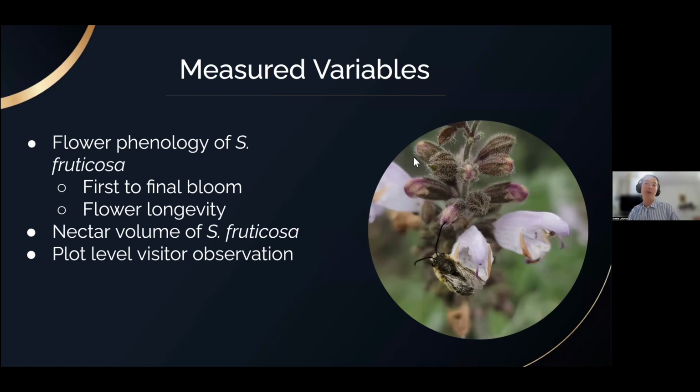In this experiment, we measured many variables, but because of the time limit today, I'll only talk to you about the flower phenology of the Greek sage. So we measured the beginning of the bloom to the end of the bloom in all four treatments, and also the flower longevity. So as you can see, a bud here, we measured from bud through all of the sexual stages to the fall of the flower. We also measured the nectar volume in the Greek sage, and we also did plot level visitation observation. So I'll quickly show you my preliminary results of what I found so far.